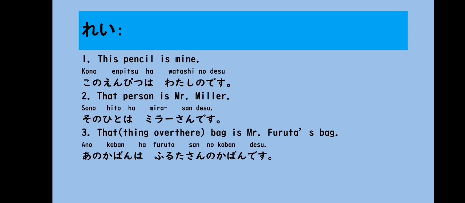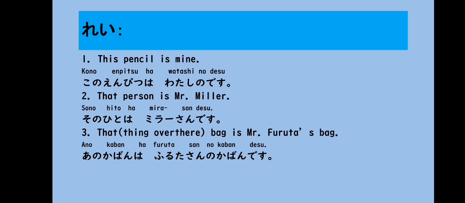So, this pencil is mine. Mas malapit sa akin yung pencil, so I would say, kono enpitsu wa watashi no desu. This pencil is mine. That person is Mr. Miller. Ang person in Japanese is hito, so ang nagsasalita dito, mas malapit sa kausap niya si Mr. Miller. So, he would say, sono hito wa Mirā-san desu.